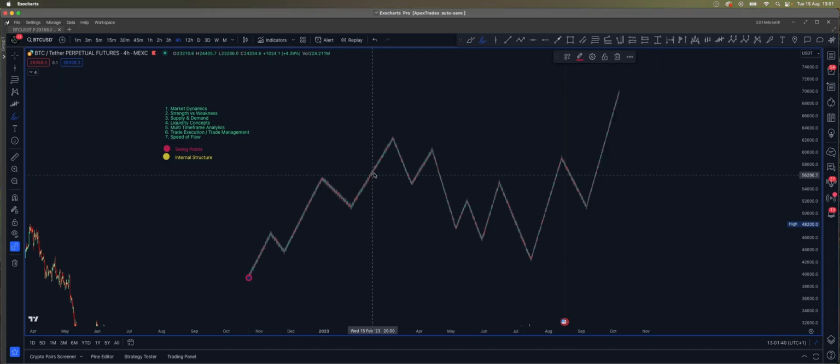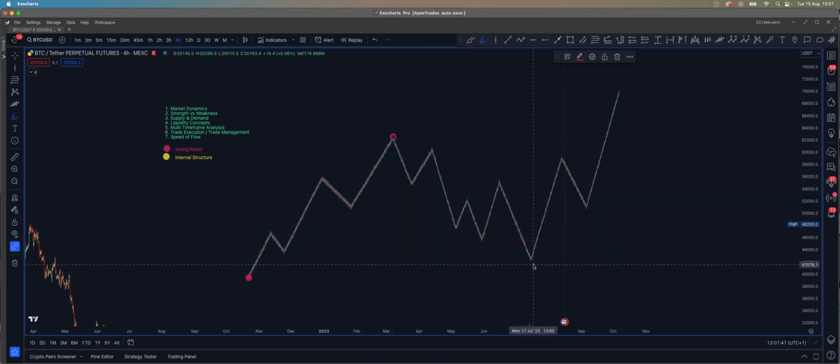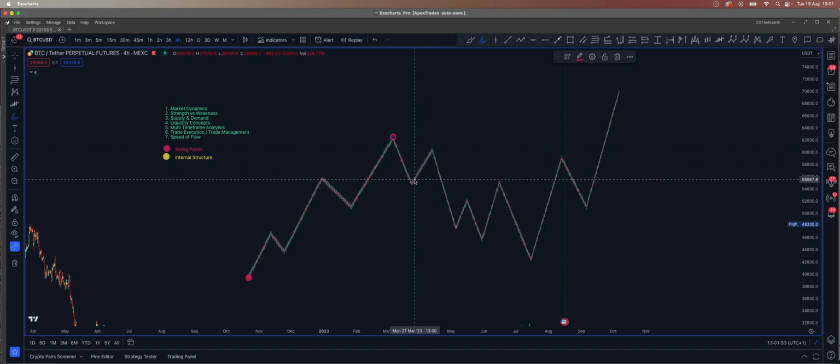So where's the swing points? The swing points is here, right? That's the first move up. Then of course we change direction and move down. Where's the lowest point before we reverse? Is it here? We reversed here, right? So why not here?